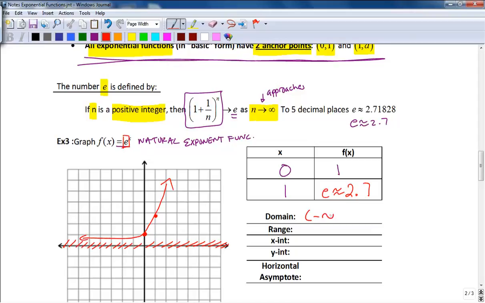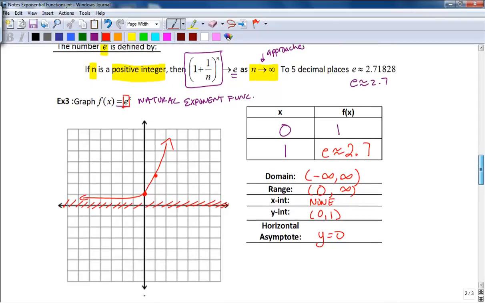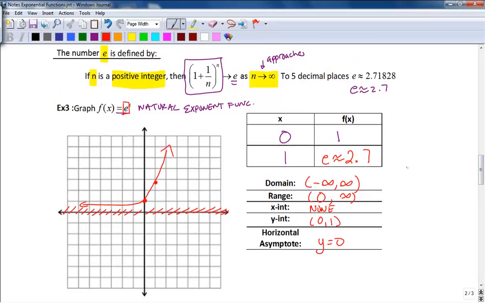Its domain, just like the ones before, is still going to be all real numbers, negative infinity to positive infinity. Its range is 0 to infinity, because it wants to be 0, but it's not going to be 0. That's why it has a parenthesis. It does not have an x-intercept. Its y-intercept is (0, 1), and its horizontal asymptote is y equals 0. We are going to be transforming exponential functions, and some of those are going to be e to the x. So this is the basic shape for e to the x.